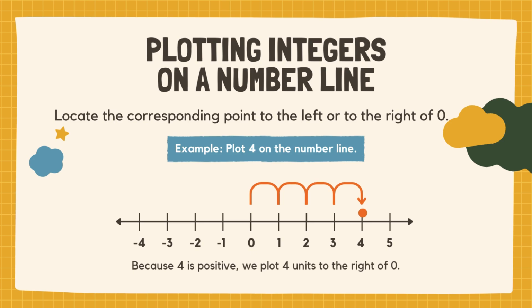Okay, let's plot a number 4 on the number line. Now since 4 is positive, we take 4 units on the right side of 0 and we get our 4 over here.